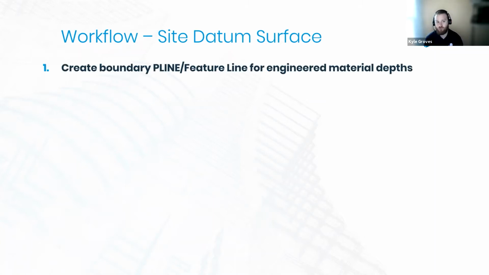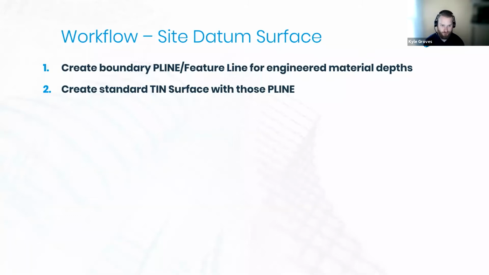So our first step is we need to create boundary polylines or boundary feature lines representing the edges of those engineered materials, and then we need to assign those depths to them. We're going to create a standard tin surface using those elements. This surface is going to have an elevation very close to 0, probably not more than 5 feet, unless you're doing something really crazy with your site.